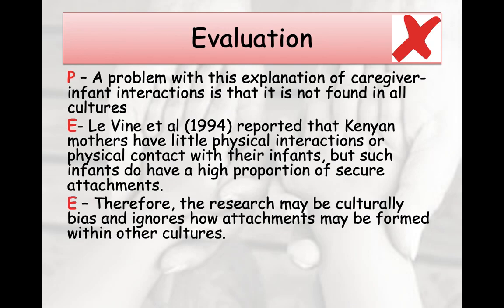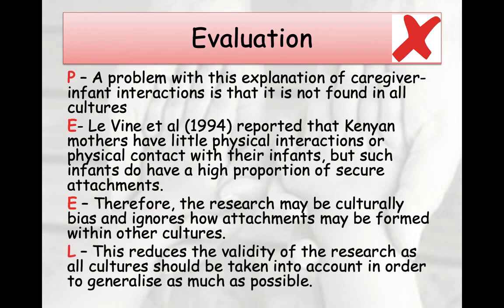So the research might only be culturally bound to the cultures that they have come from or they've researched. So something called cultural bias, meaning that you've conducted a bit of research in one culture and then just assumed it to be the same in other cultures, which it's not. Okay, so it reduces the validity, so the accuracy of the research, as it doesn't take all cultures into account. Therefore, you can't really generalize the theory. It's confined within the culture it was conducted in originally.